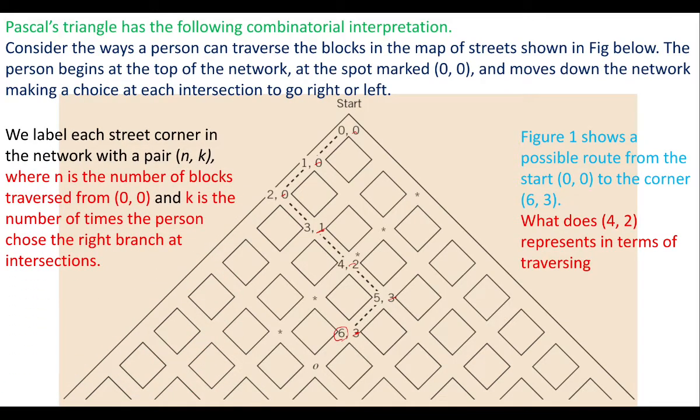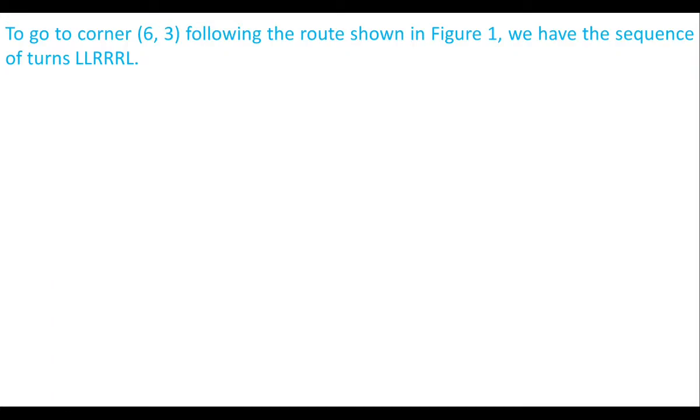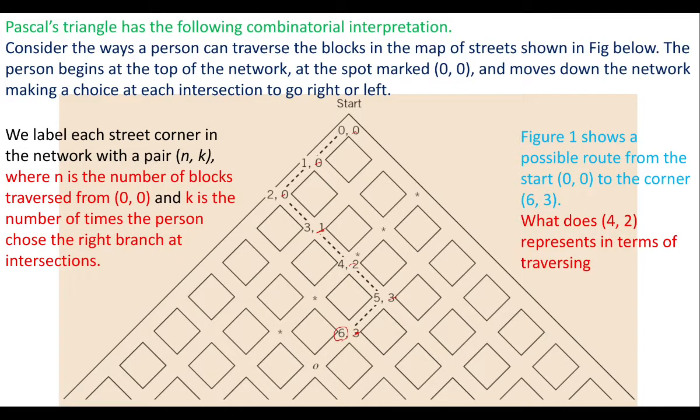So we label each street corner with a pair n comma k, where n is the number of blocks traversed from 0 0 and k is the number of times the right turn has been taken. So the question comes: to reach a particular point, for example 6 3 or any point n k, how many paths are there? Again the combinatorial problem: if I ask to reach 6 3, how many paths are there?